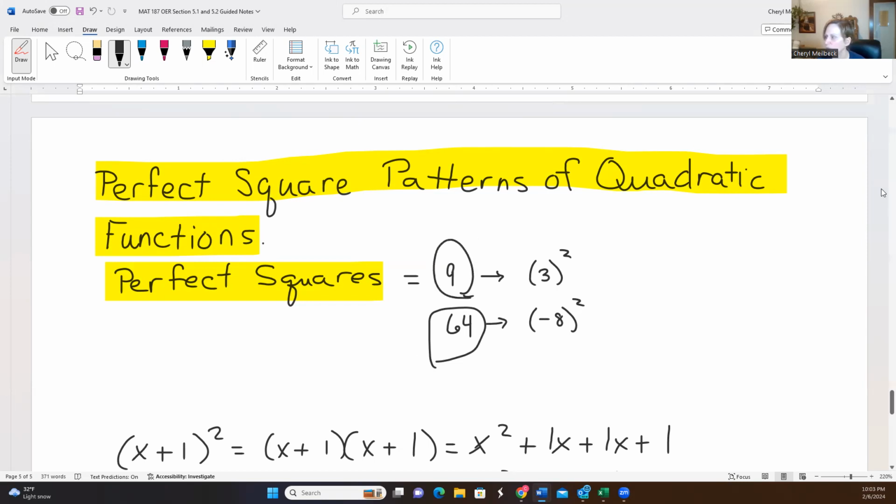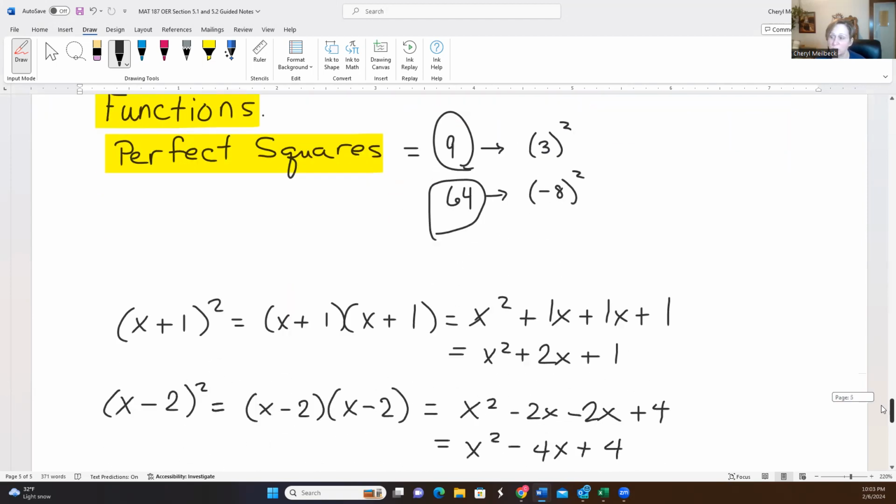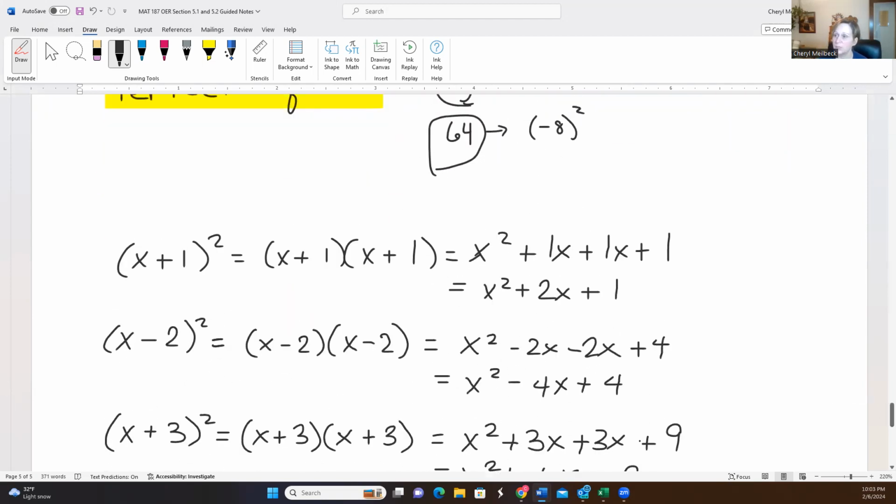So if we look at perfect square patterns of trinomials, what we want to be able to do is take that trinomial and turn it into the binomial that created it. So if we had x plus 1 and you square it, what you're going to get is x squared plus 2x plus 1. What we want to be able to do is start here and go back to here and figure out what perfect square created that for us, what binomial squared created that for us. So we look for patterns.